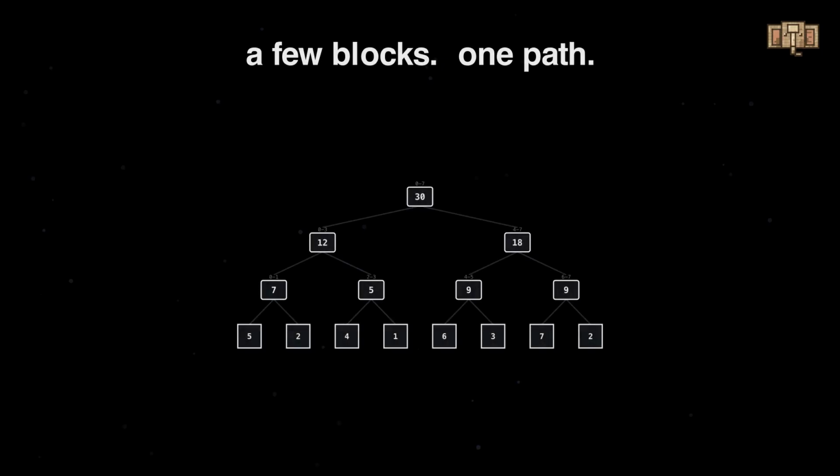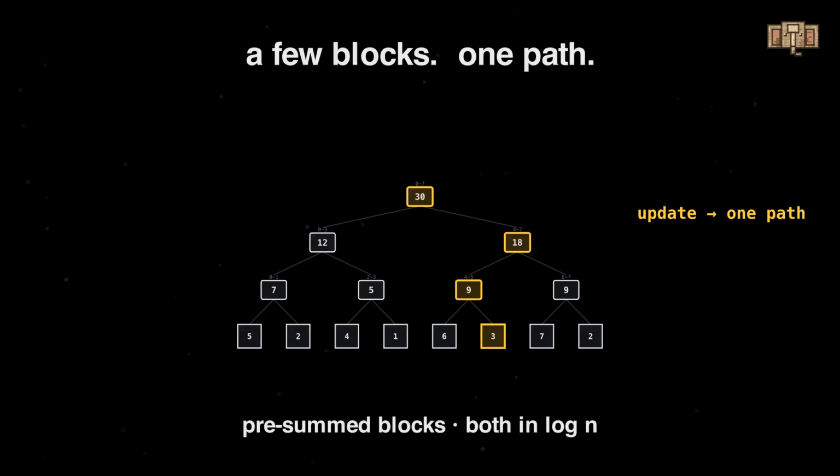So here is the whole power of the segment tree. Any range query is just a few pre-summed blocks glued together, and any update is one single path, from the leaf to the root. Pre-summed blocks stacked into a tree, both queries and updates living in log n.